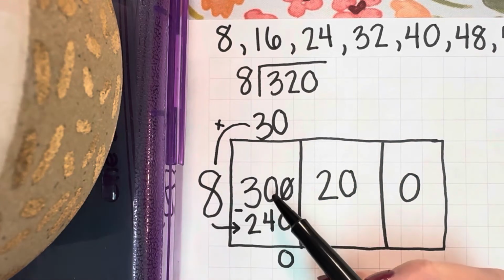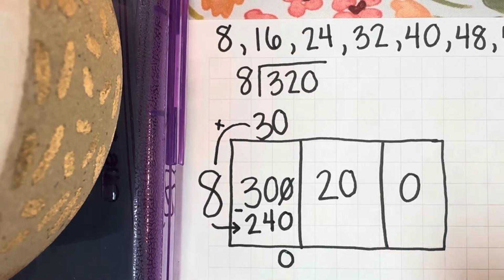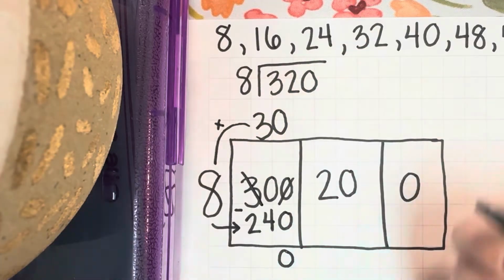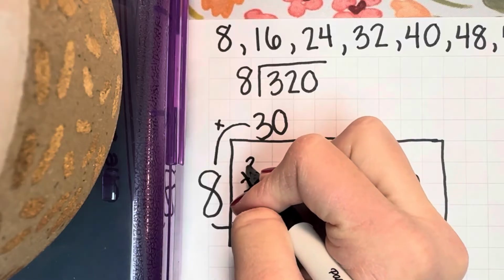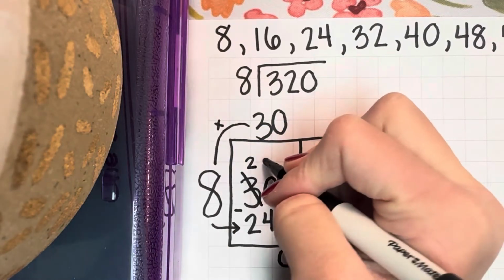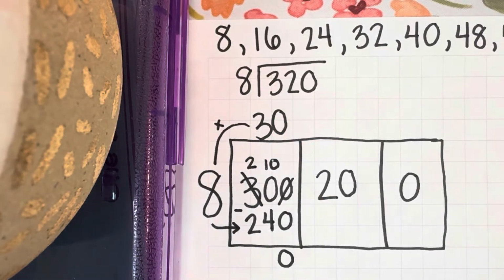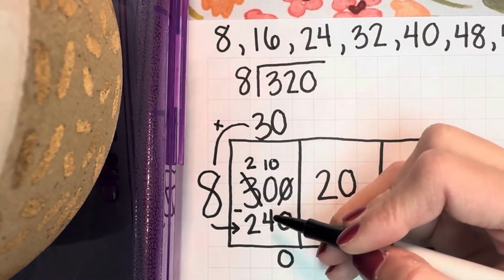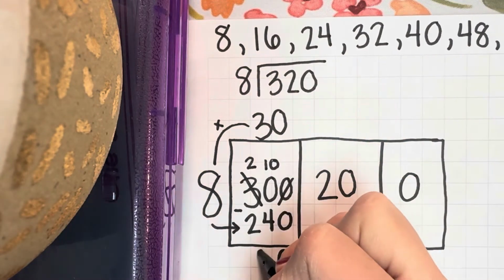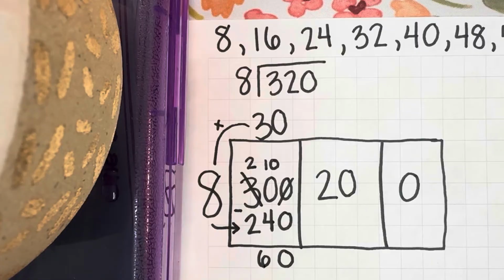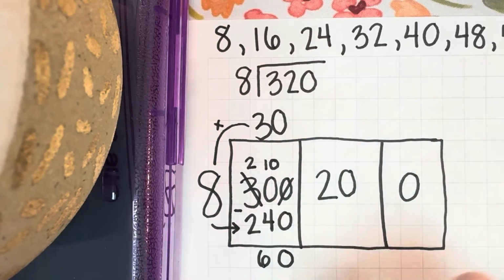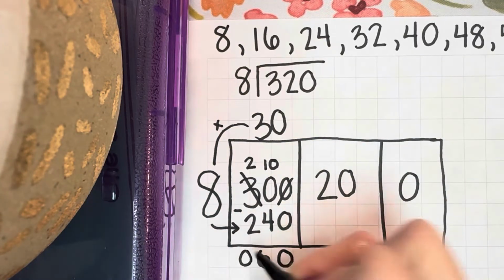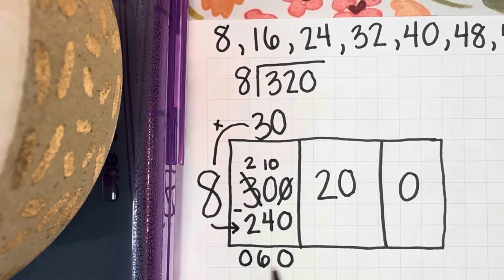Can I take 4 away from 0? No, so I'm gonna have to borrow. My 3 becomes a 2, and my 0 becomes a 10. So 10, take away 4, would be 6. 2 minus 2 is 0. So now I have this 60 left over.